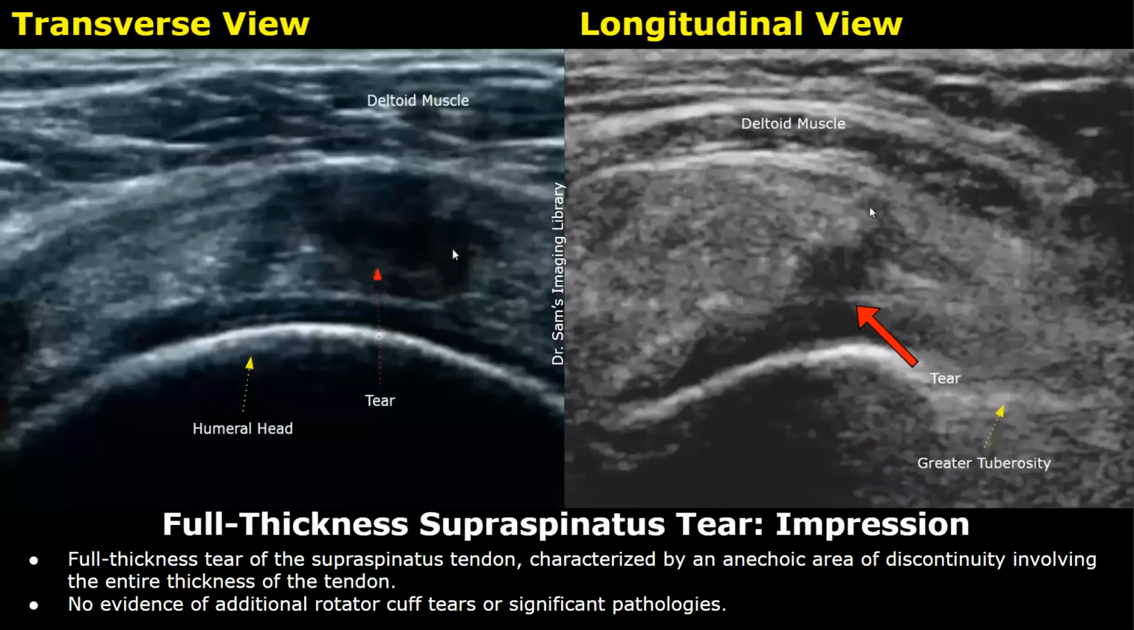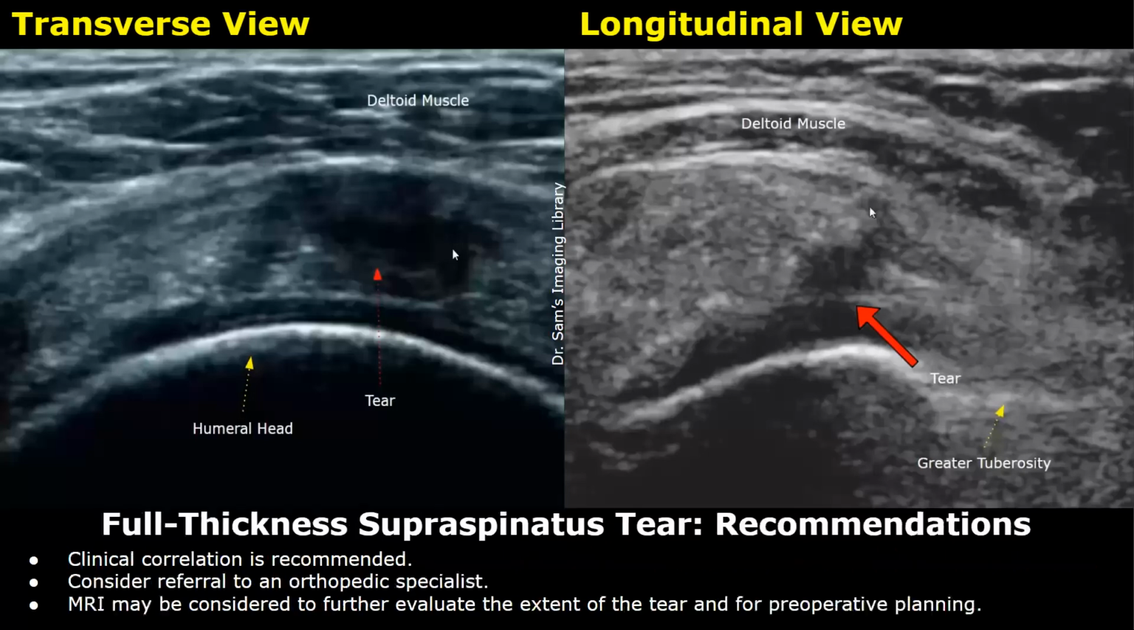This is the impression, full thickness tear of the supraspinatus tendon, characterized by an anechoic area of discontinuity involving the entire thickness of the tendon, no evidence of additional rotator cuff tears or significant pathologies. Clinical correlation is recommended and a referral to an orthopedic specialist is advised, and MRI is also recommended.